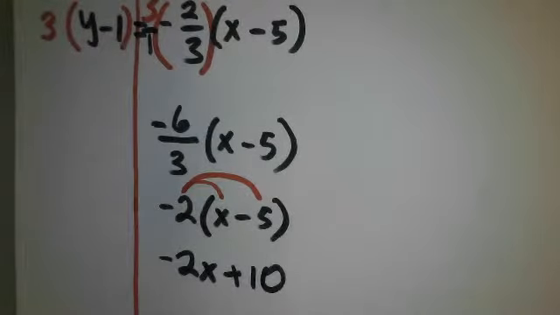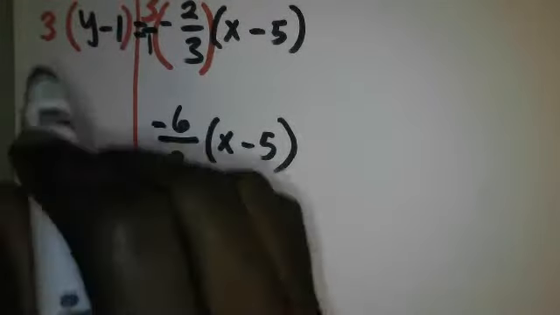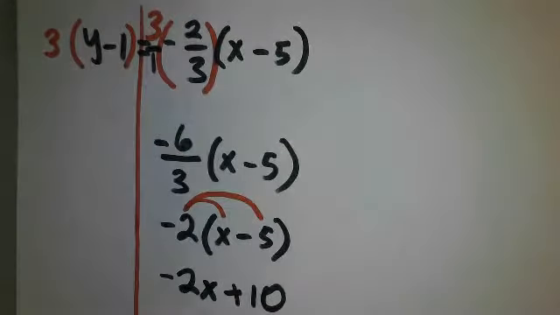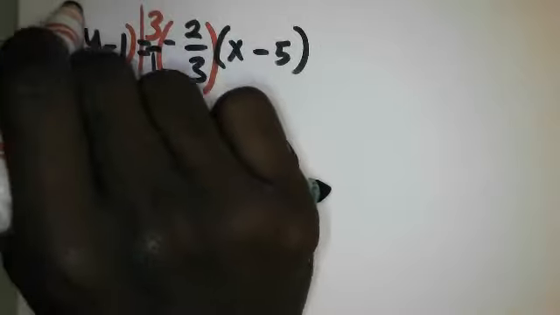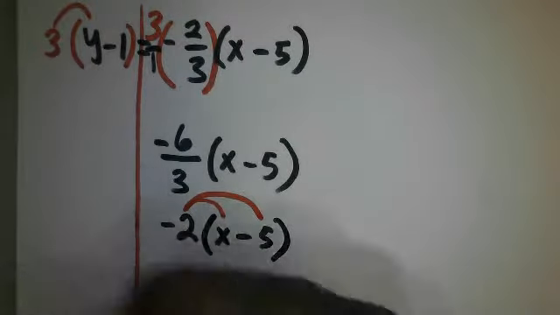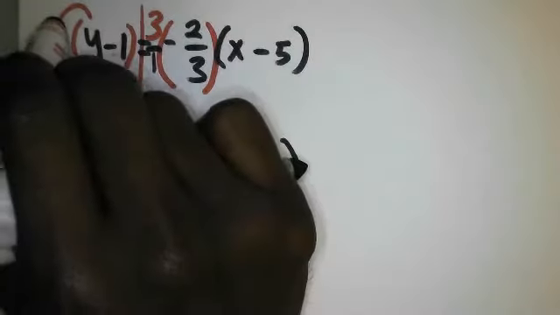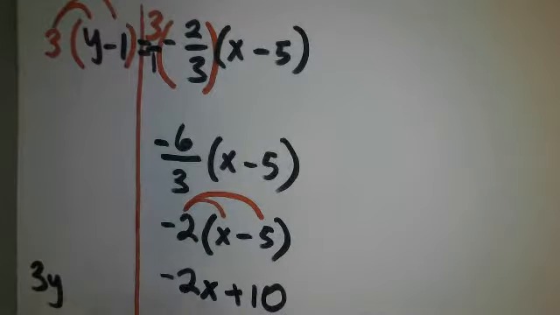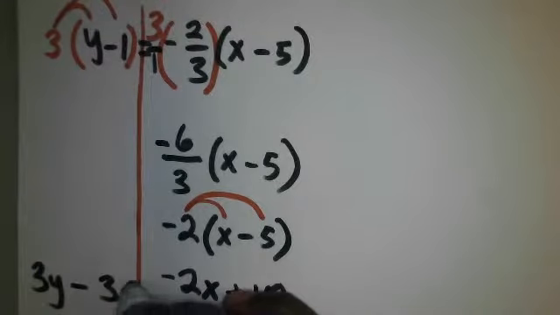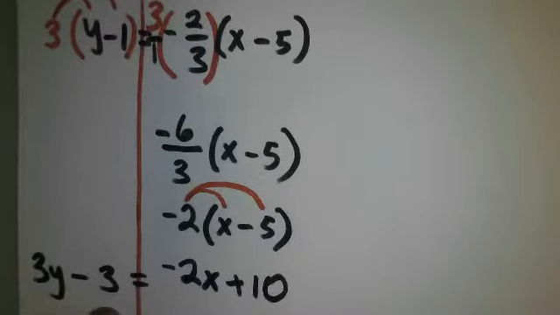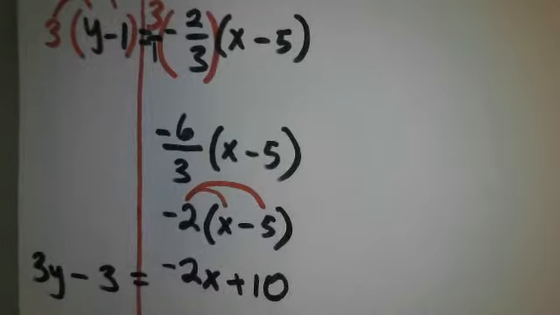Alright, so that's what we have now, positive 10. Now on this side of the equal sign, we have 3 times y, and we're distributing that. So 3 times y is 3y, and then 3 times negative 1 is negative 3. So right now what we have is 3y minus 3 equals negative 2x plus 10.